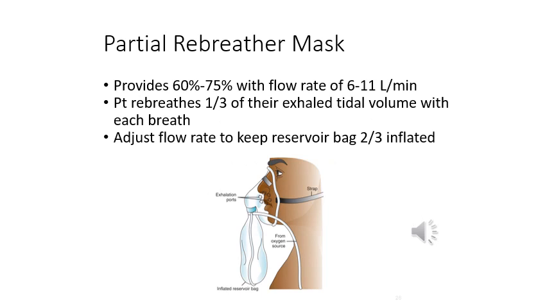Partial rebreather masks, they provide 60 to 75% with flow rates of 6 to 11 liters per minute. Patient rebreathes about 1/3 of their exhaled tidal volume with each breath. You want to make sure that you adjust the flow rate to keep the reservoir bag 2/3 inflated.